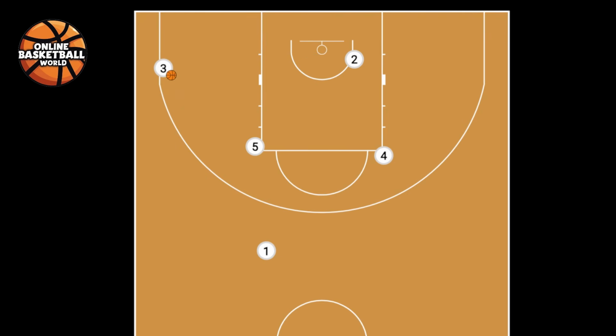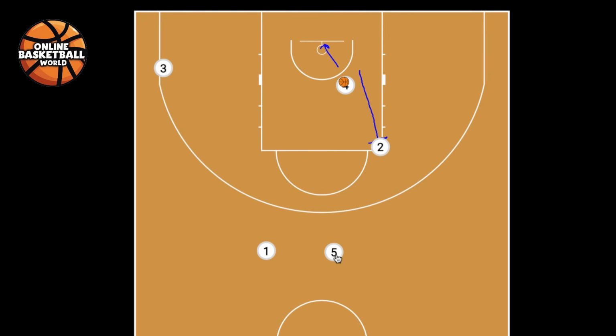Now what's going to happen immediately after that is number 2 is going to come up here and set a screen for number 4. Okay, number 4 is coming off that screen nice and tight to the basket. They're going to receive a pass here from number 3, and they're going to get a wide open layup to the basket.